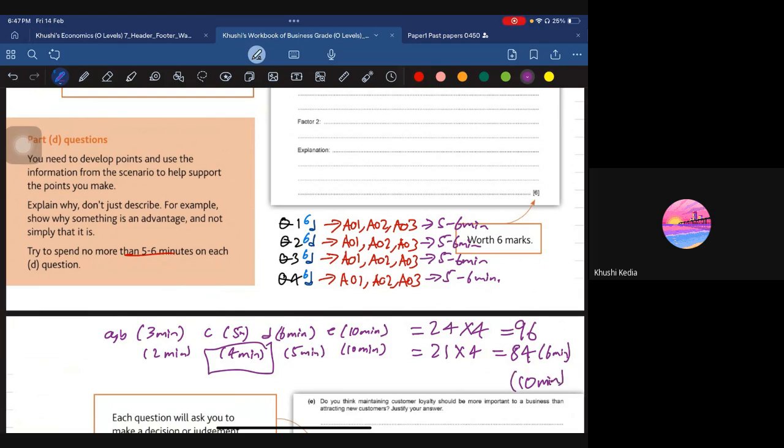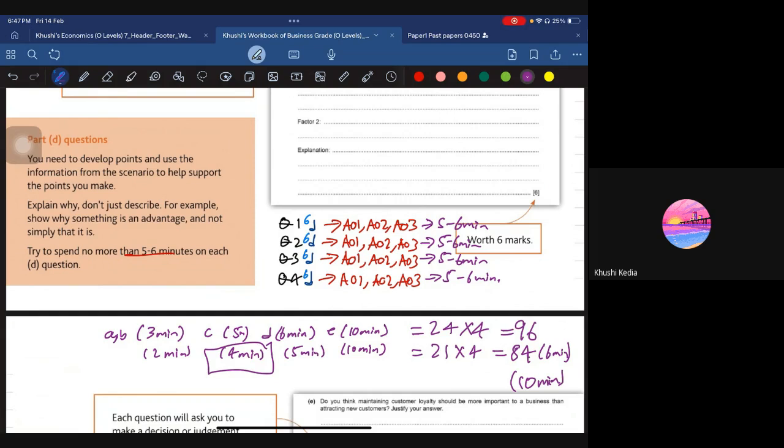When I'm practicing these questions, what happens with me is the first three parts I can finish in 5 to 6 minutes, but then the D and E parts take me so long that it goes to 25 minutes. Yeah, the reason is that, Khushi, when you are writing it down and you are not having a planned structure in your mind, it then takes more time to do it.